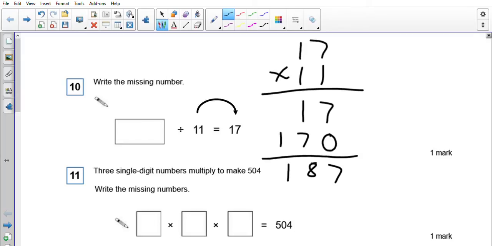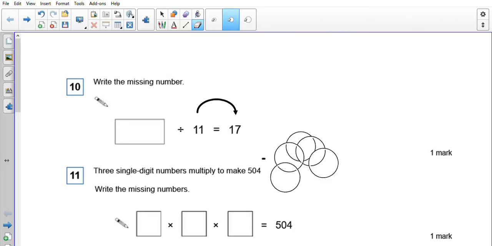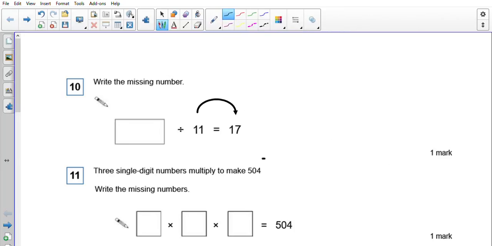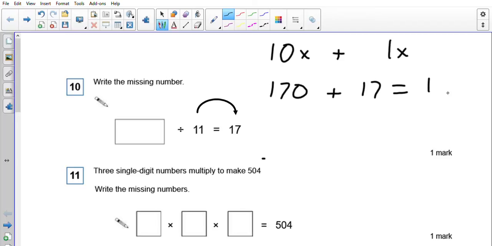Okay, if I was doing that the mental way, to get the answer there, what I would do is I would go, okay, well 11 is just 10 times plus 1 times, okay, so 10 times that is going to be 170 plus 17, which is going to give me 187.